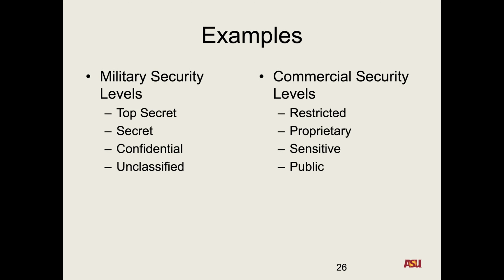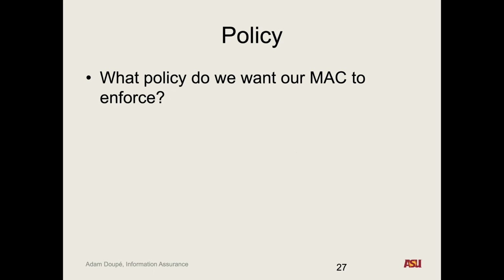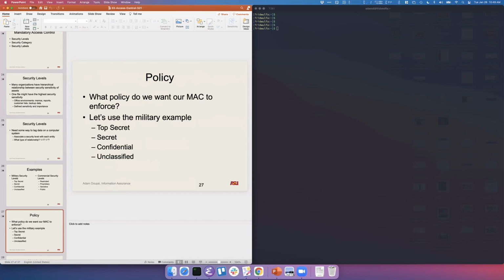But now the question becomes, we have these 4 levels. What policy do we actually want our mandatory access control system to enforce? All the data in the system is tagged at one of these 4 levels. We'll see that all the people in the system are also tagged at one of these 4 levels. Let's use the military example: top secret, secret, confidential, and unclassified. So let's actually derive this.